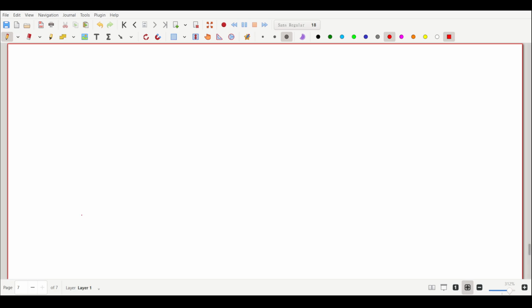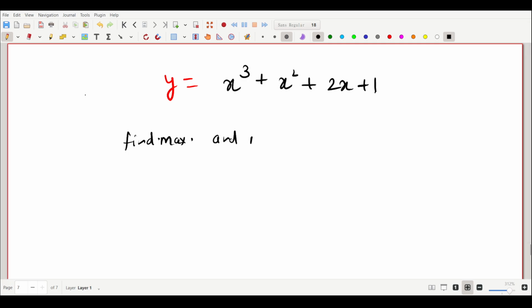For example, y equals x cube plus x square plus 2x plus 1. This is the equation of y, we already know. Now the question is, find the maximum value and minimum value of y.